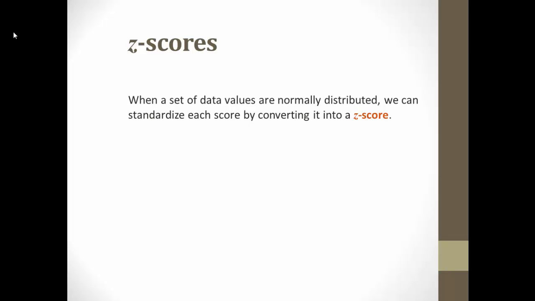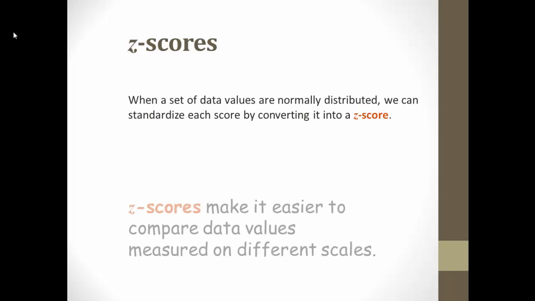When a set of data values are normally distributed, we can standardize each score by converting it into a z-score. Z-scores make it easier to compare data values measured on different scales. That's really the power of a z-score.